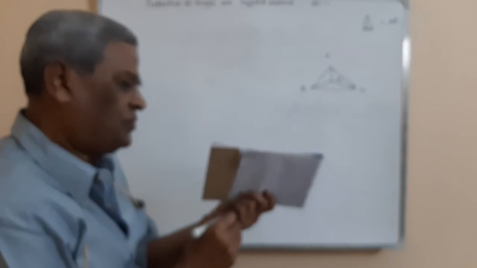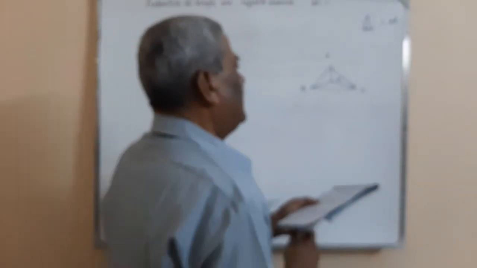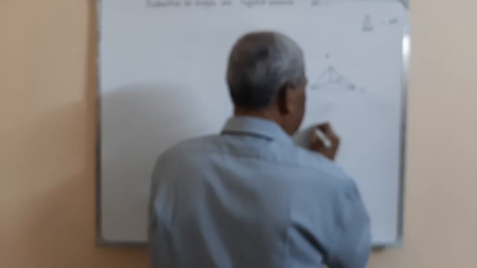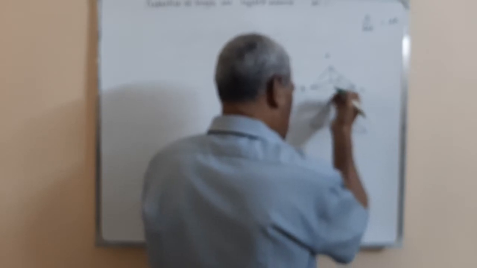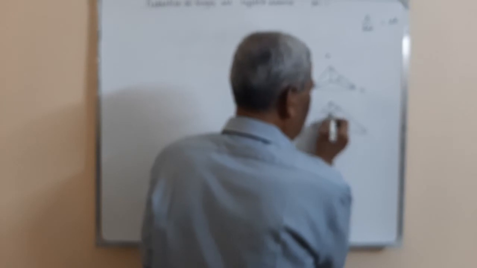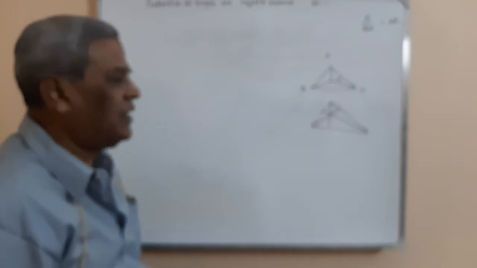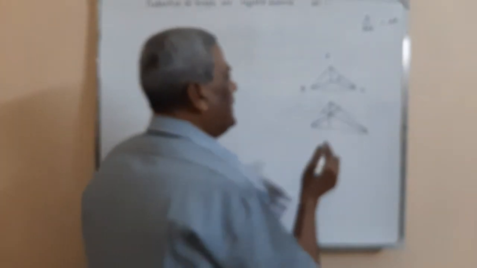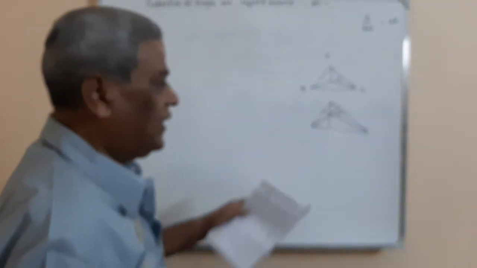Next, centroid, you know, centroid, the point of intersection of three medians, normally called G, and orthocenter. If perpendiculars are drawn from each vertex to the opposite side, then these three perpendiculars will meet at a point, and that point normally is denoted by O dash. O dash is the orthocenter of the triangle.